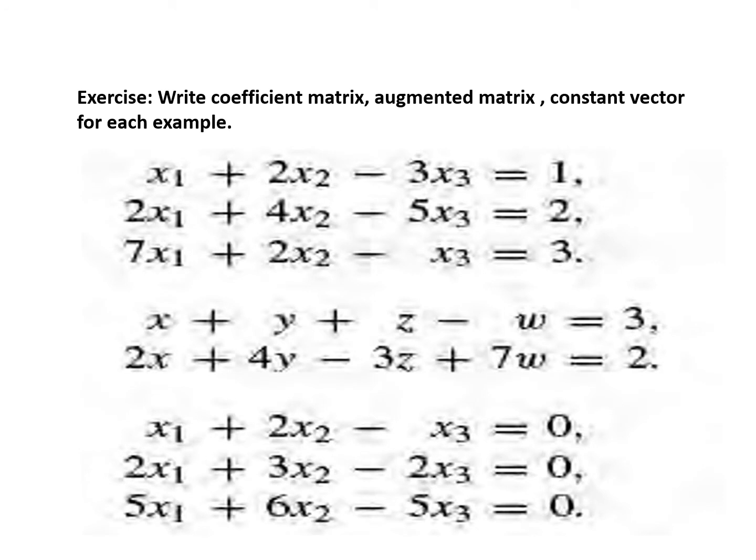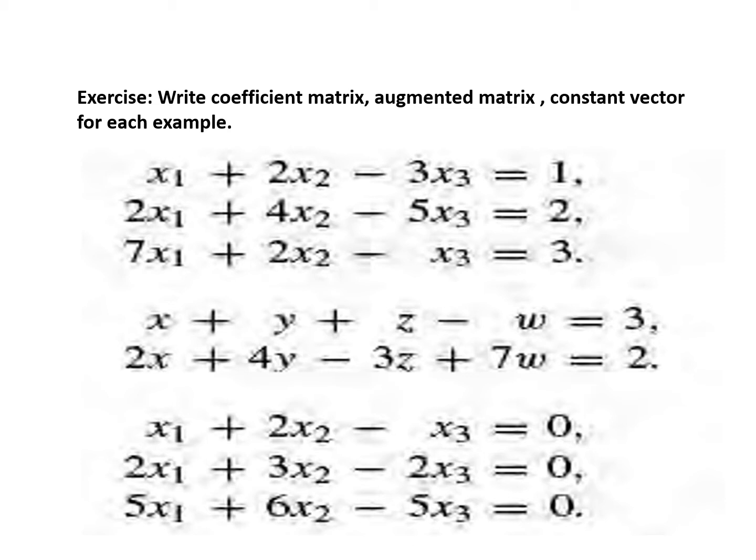It is the exercise to write the coefficient matrix, augmented matrix, and constant vector for each of the following examples. Here you see the first example: x1 plus 2x2 minus 3x3 equals 1, 2x1 plus 4x2 minus 5x3 equals 2, 7x1 plus 2x2 minus x3 equals 3. This is example 1.